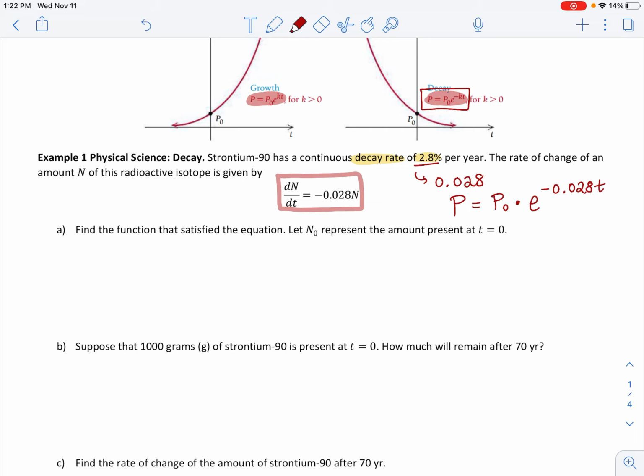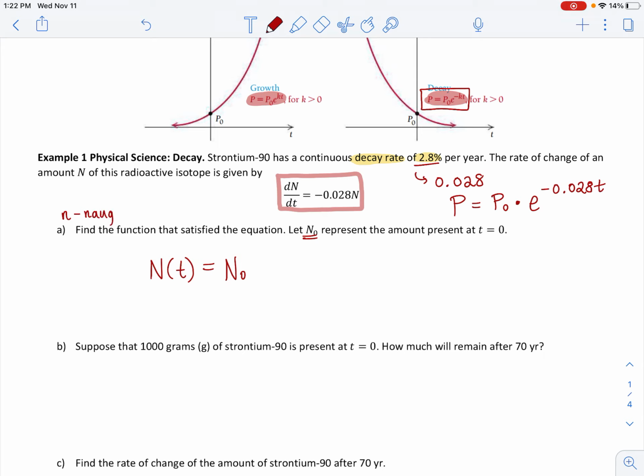So let's read part A. Find the function that satisfies the equation. Let N naught represent the amount present at time 0. Okay, so here let's go ahead and write the function. N of t is equal to N naught.